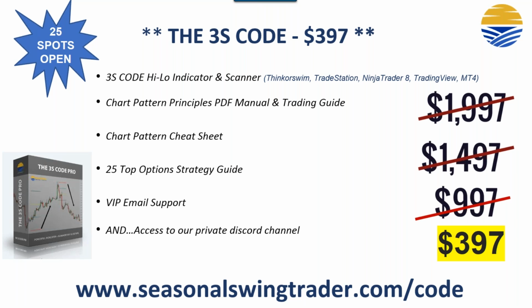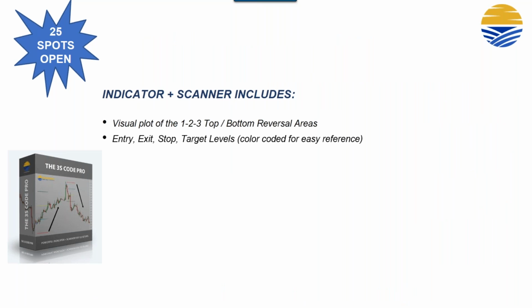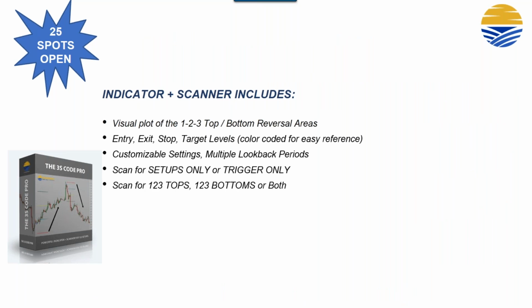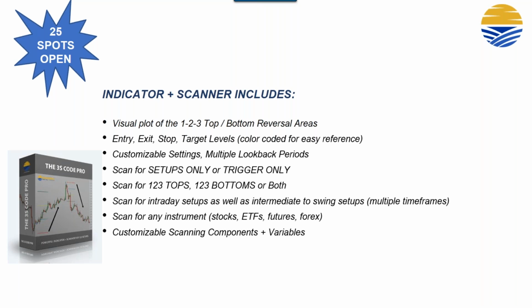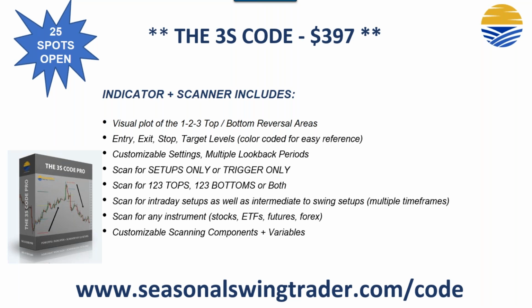Let's talk about the indicator and scanner. I want to make sure it's crystal clear. You're going to get a visual plot of the 1, 2, 3 top and bottom reversal areas. Entry, exit, stop, target levels, all color coded for easy reference. Customizable settings, multiple look back periods. If you don't like red, you want hot magenta, you can change that. If you don't want arrows, you want dots, you can change that. You can change the look back period.